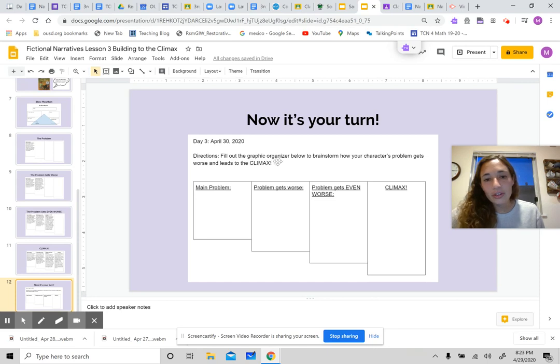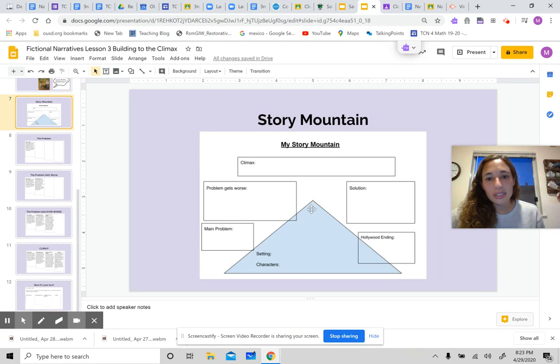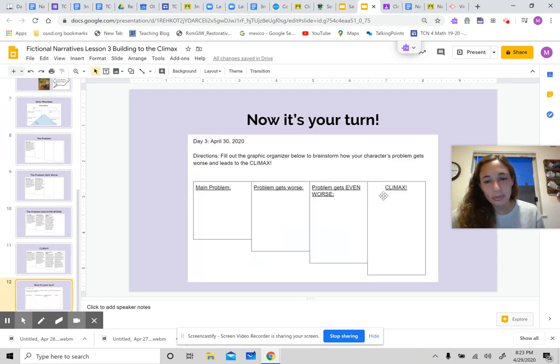Fill out the graphic organizer below to brainstorm how your character's problem gets worse and leads to the climax. Remember, the climax is the very top of this mountain, where it's like the worst of it, the worst part of the problem, as it gets worse and worse. So let me show you in that document where to find that.